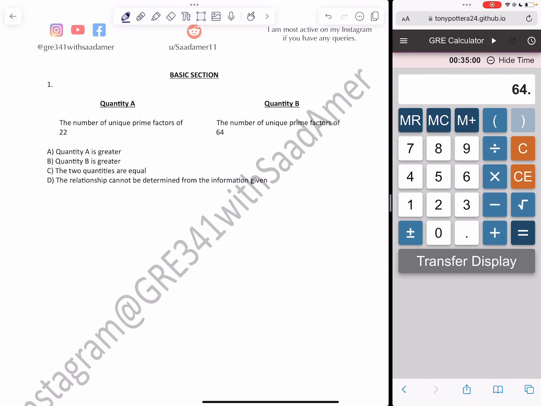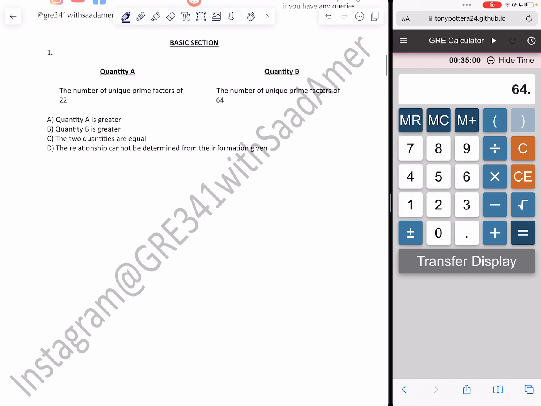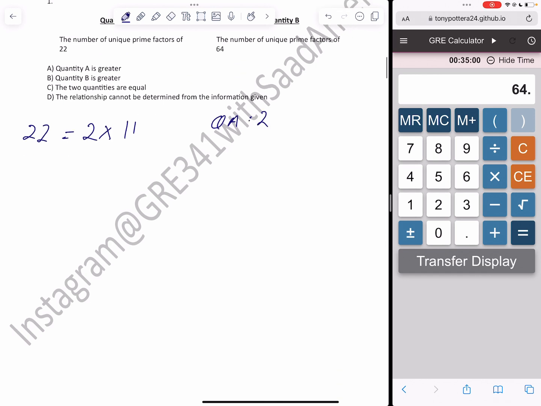Question number 1. Quantity A is the number of unique prime factors of 22 and quantity B is the number of unique prime factors of 64. So let's just factorize these two numbers, 2 and 2, 11. This can't be further factorized, so quantity A is 2.